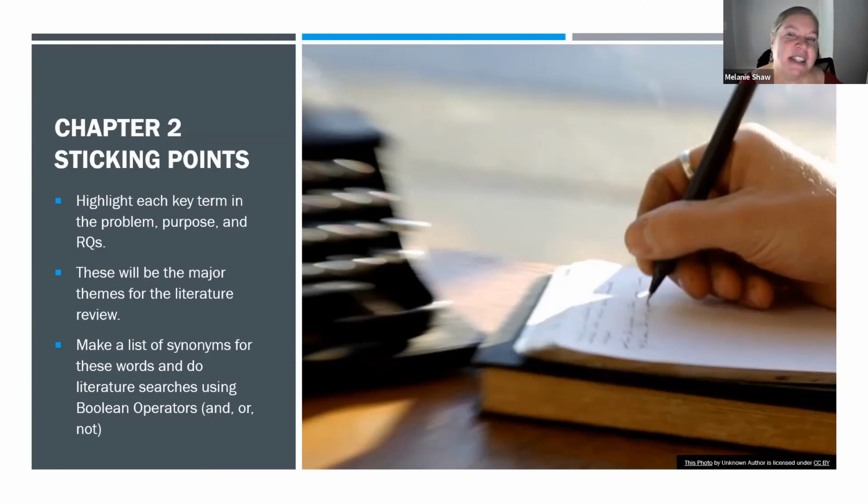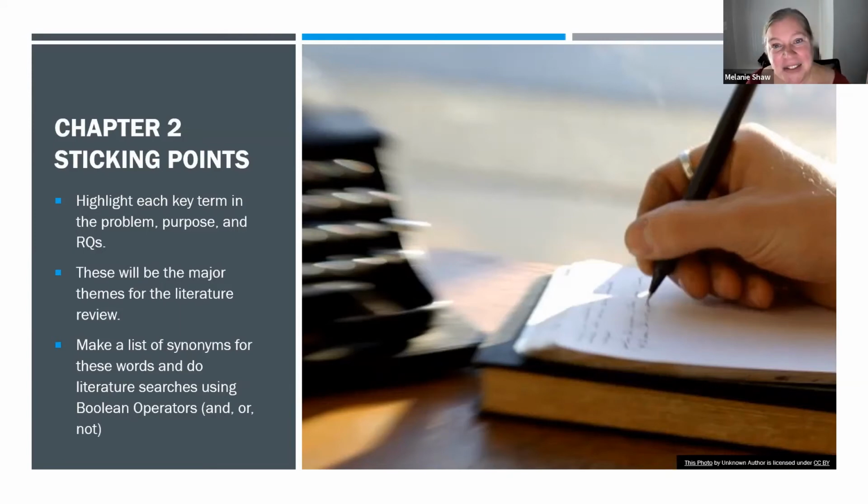So one of the first things that I have students do is to take their problem statement, purpose statement, and research questions. And remember, if the alignment is there, the words should be very similar in those sections. I have the students highlight for me the key terms in each of those 3 sections. Those key terms become the major themes in their literature review.